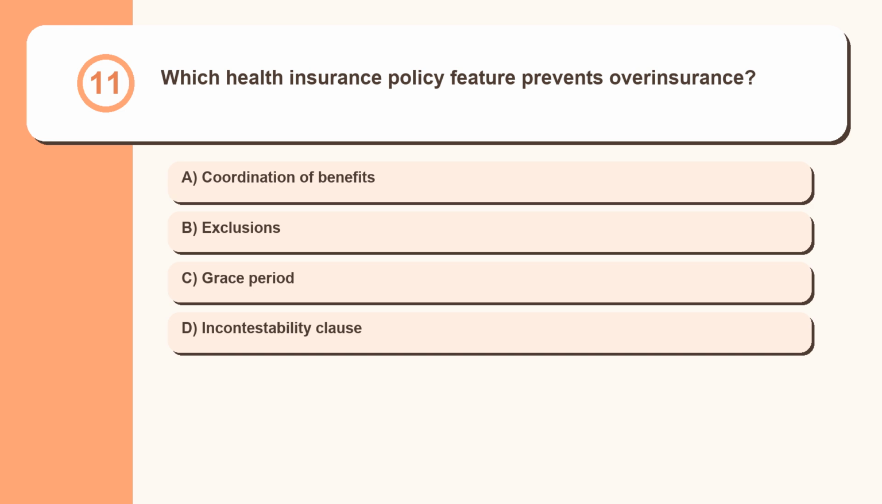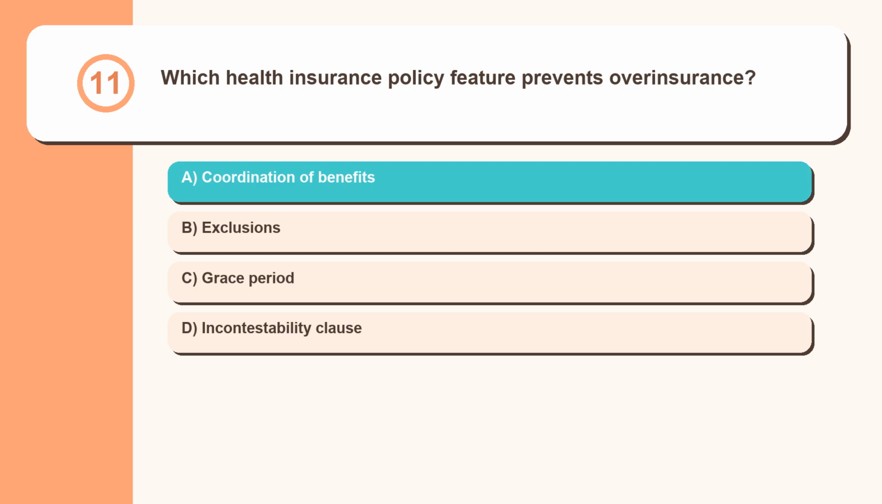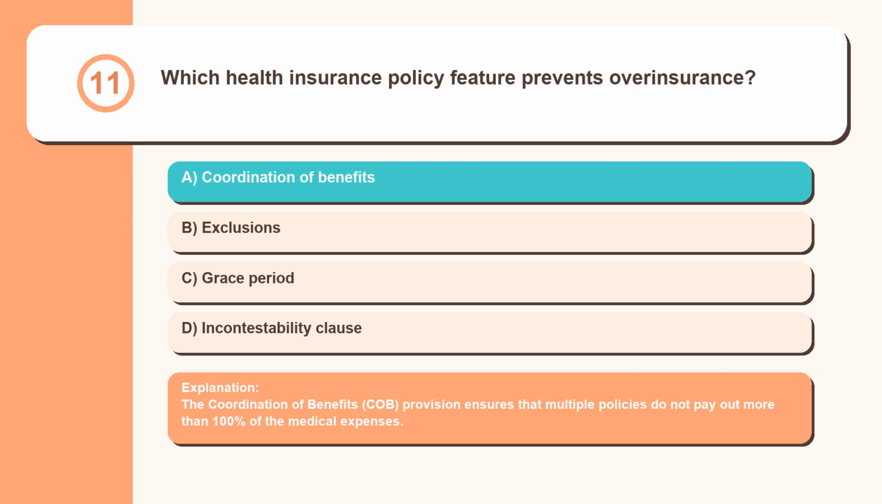Question 11. Which health insurance policy feature prevents overinsurance? Coordination of benefits, exclusions, grace period, incontestability clause. The coordination of benefits, COB, provision ensures that multiple policies do not pay out more than 100% of the medical expenses.